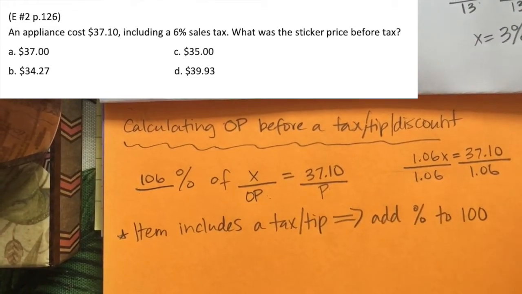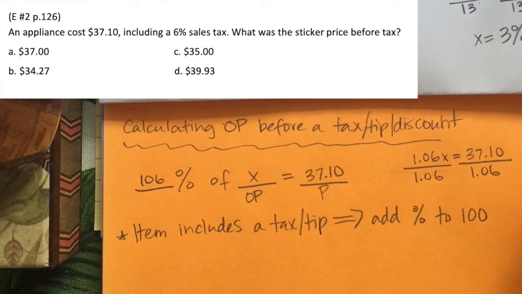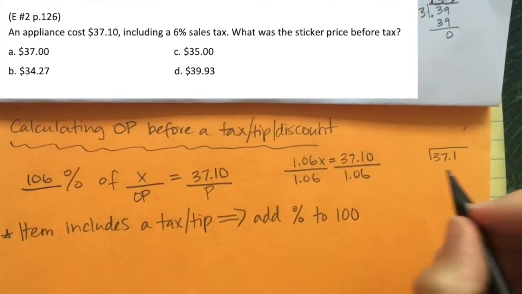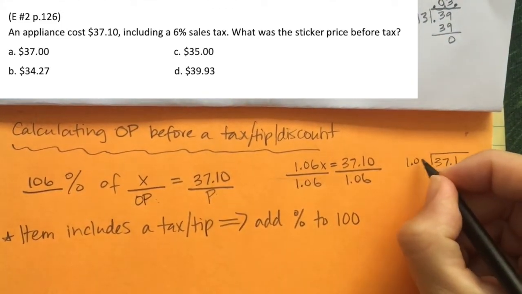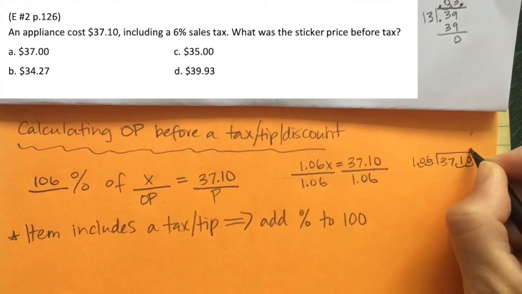Now here we get to divide decimals. So we're going to put 3710, or you can just do 37.1, into the box, and then 1.06 on the outside. Move my decimal, move my decimal.